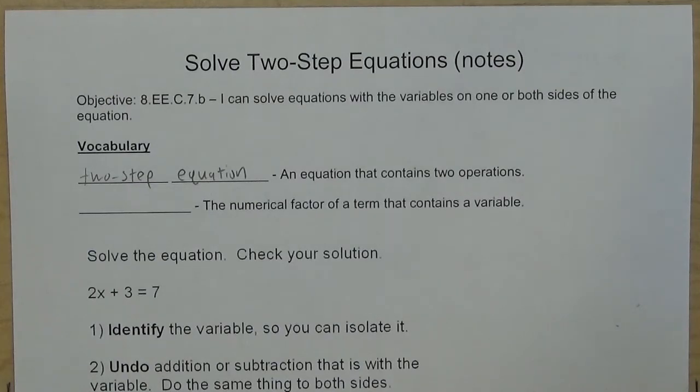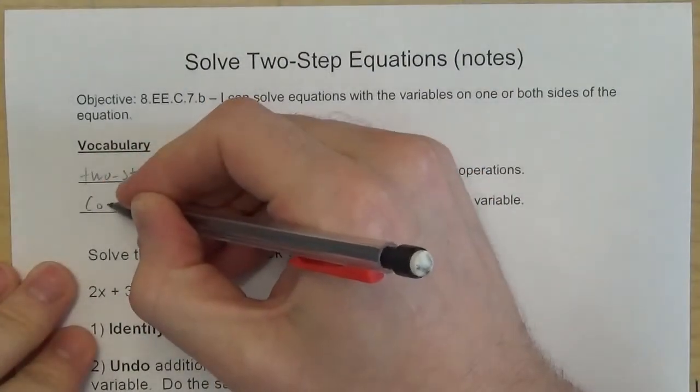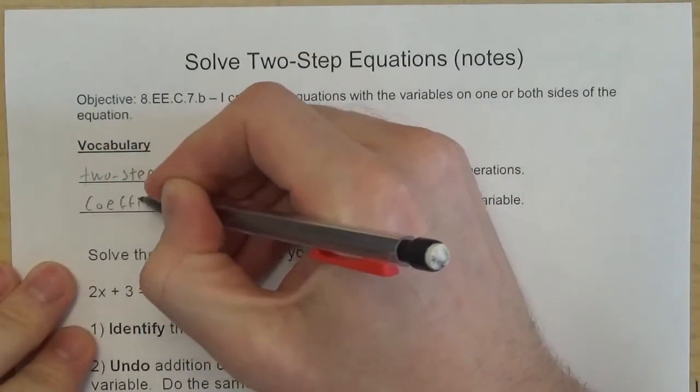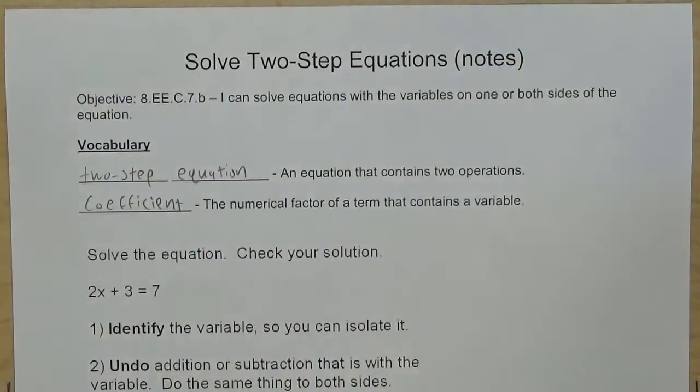The numerical factor of a term that contains a variable is called a coefficient. And you guys have heard me use that term before with scientific notation. Scientific notation, the first part, that decimal number, is a coefficient. And then in the context of algebra here, it's the numerical factor of a term that contains a variable.